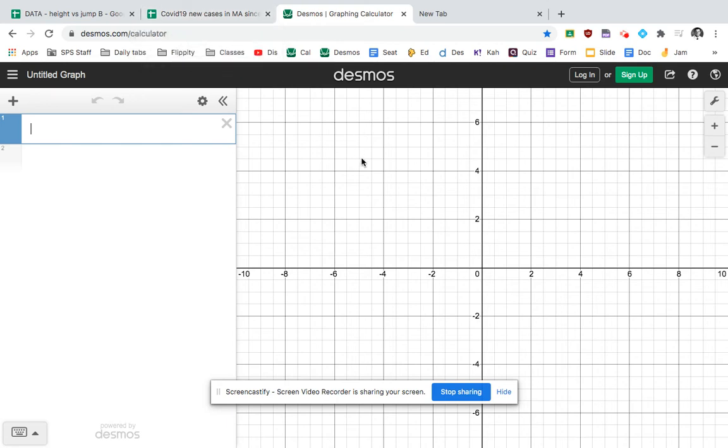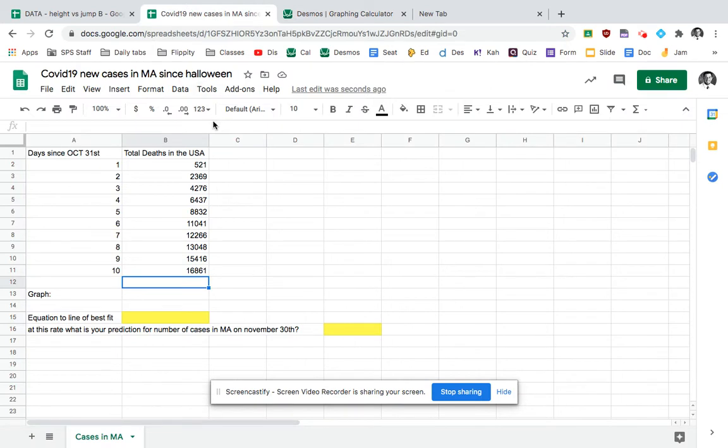All right, so today we're going to continue with Desmos and doing scatter plots and lines of best fit. We're going to focus on some COVID-19 data. I went on the Massachusetts government website and I just looked at the number of cases in Massachusetts of COVID-19 since Halloween. And I put this data here in this form for you.